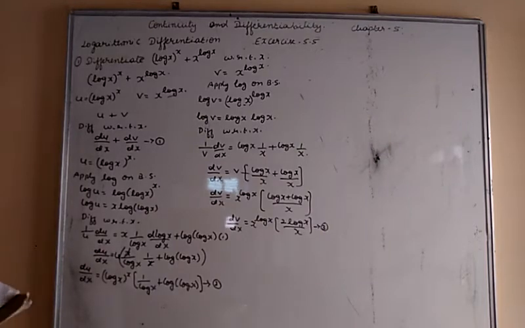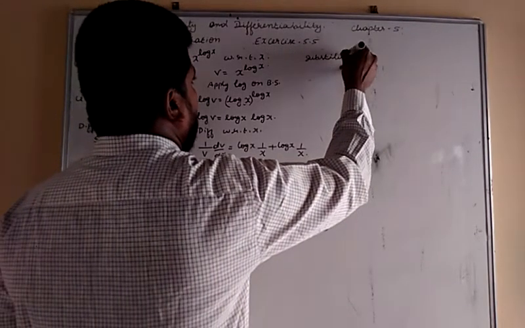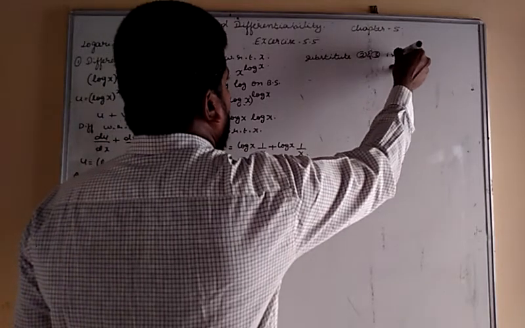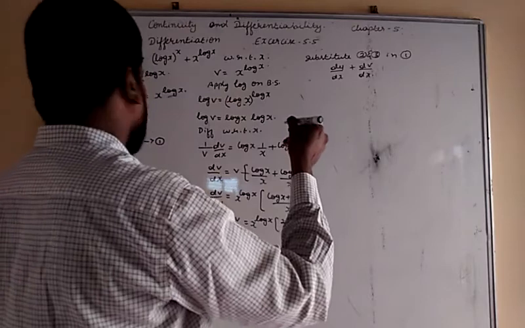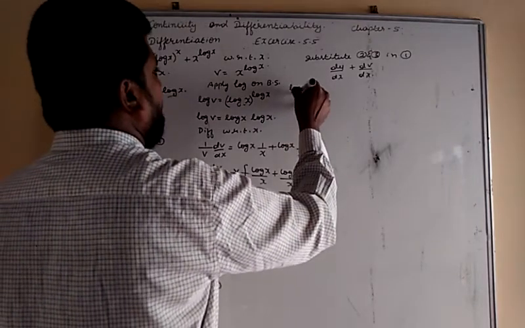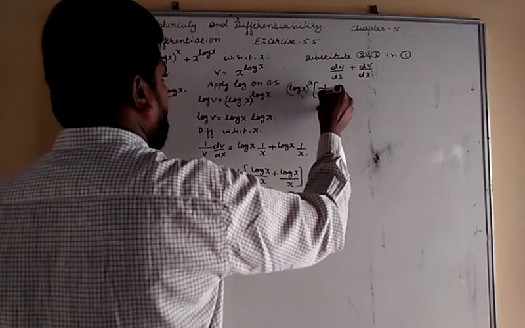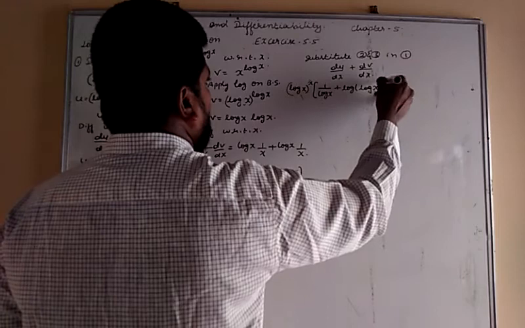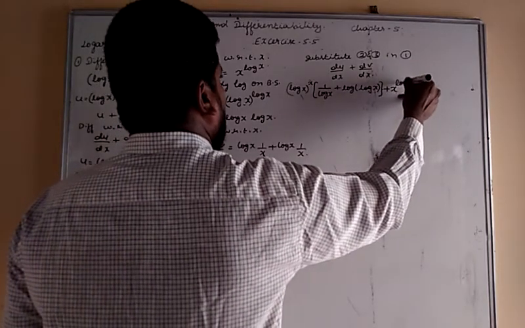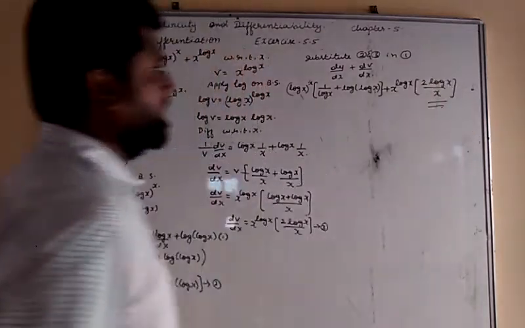Okay, let us substitute the values. So let us substitute 2 and 3 in 1. 1 is du by dx plus dv by dx. Du by dx means (log x) whole to the power of x into 1 by log x plus log of log x, then plus x to the power of log x into 2 log x by x. So this is the answer. You can stop or you can simplify still. Okay.